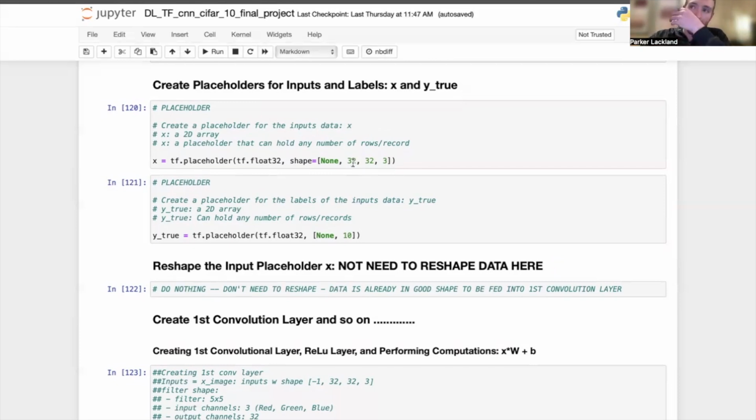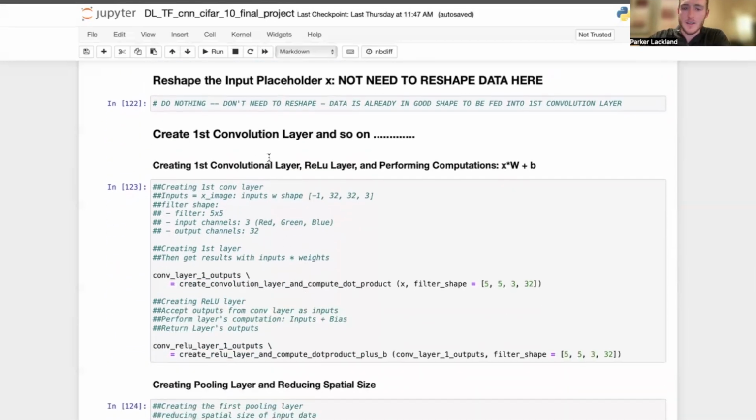You know, again, that the 3 is the depth of the actual input, which is that red, green, blue hue that you see in the pictures rather than just grayscale digits like we see in the MNIST data. And then you see this yTrue placeholder is created also as a float data type, and it shows those 10 possible classes that we are classifying those images based on.